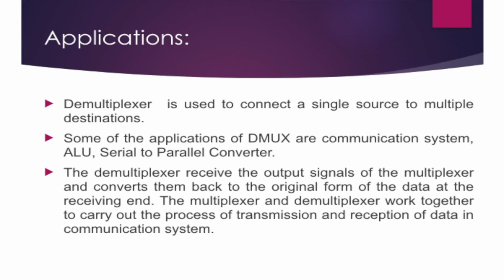Now, a demultiplexer is used to connect a single source to multiple destinations. Some of the applications of demultiplexers are communication systems, arithmetic logic units, and serial to parallel converters. The demultiplexer at the receiver receives the output signals of the multiplexer and converts them back to the original form of the data at the receiver end. Multiplexer and demultiplexer work together to carry out the process of transmission and reception of data in a communication system.